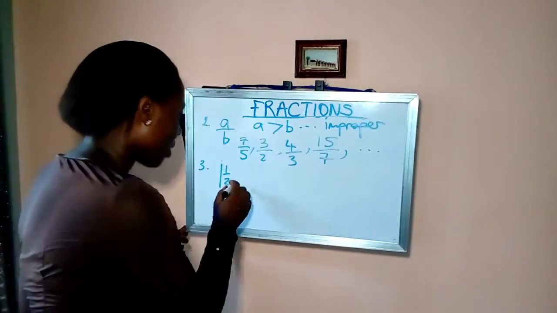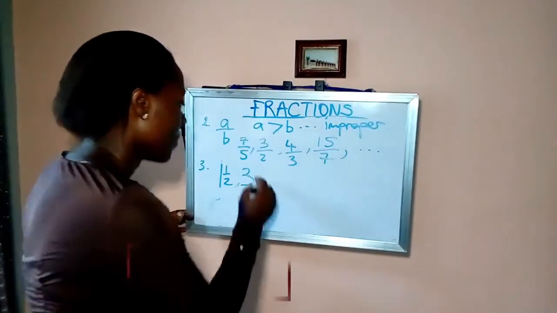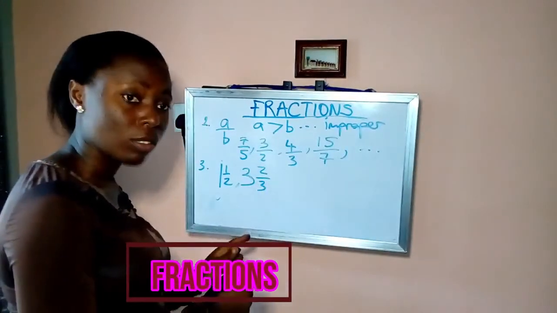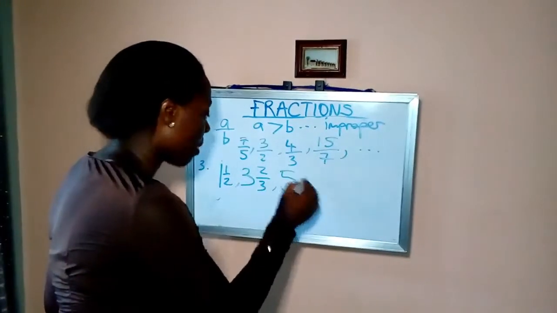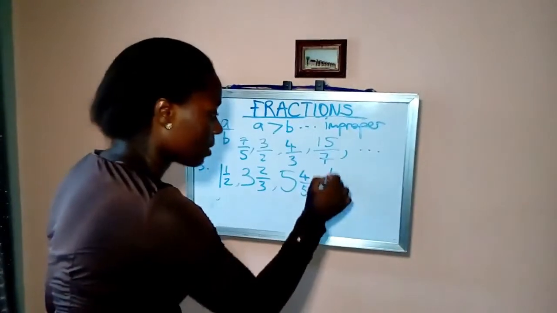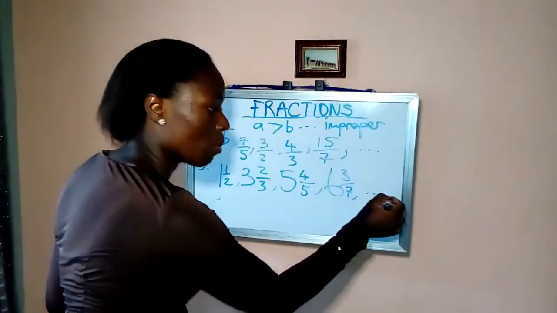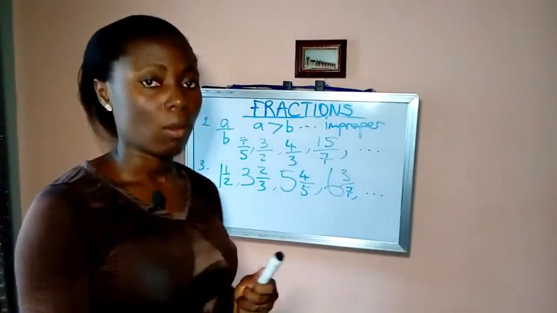Another example we can have is 3 whole number, 2 over 3. This is a whole number and this is a fraction, so this is a mixed number. You can have 5 whole number, 4 over 5, it's a mixed number. You can have 6 whole number, 3 over 7, it's a mixed number. This goes on and on.